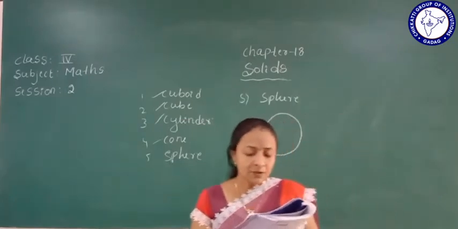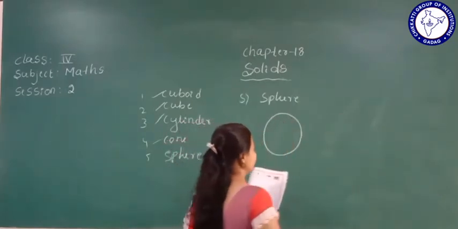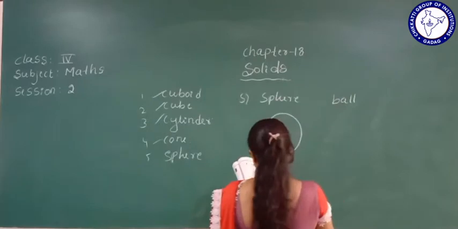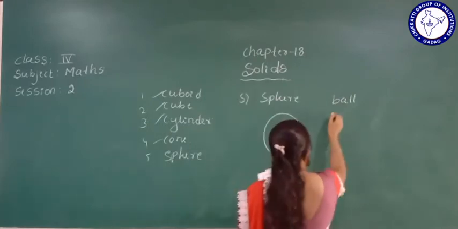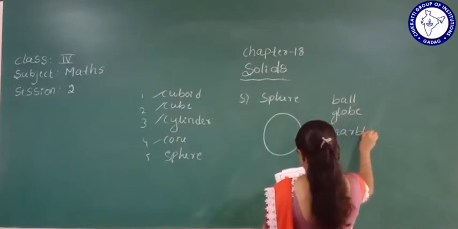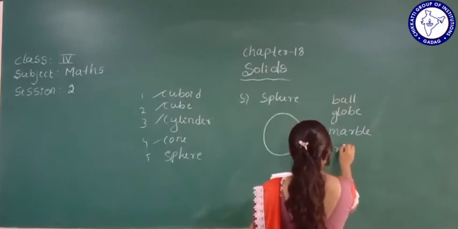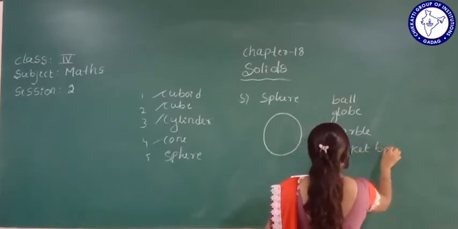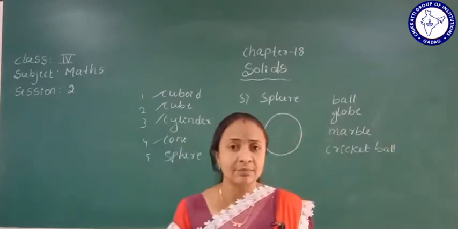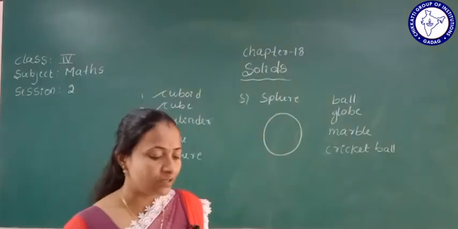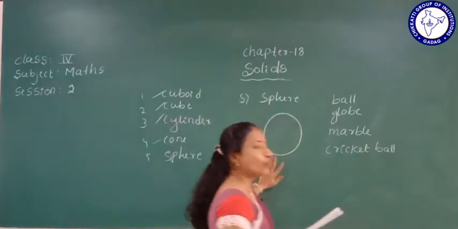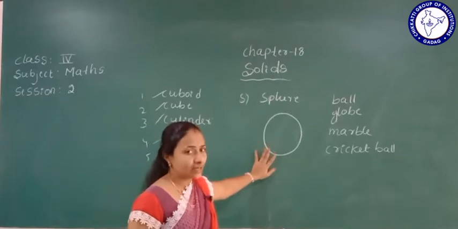So in this sphere, what examples can we give? We can give ball. Then next example for sphere, globe. Next marble. Then cricket ball. And also we can give football, volleyball. Yes. These all are examples for sphere. Okay. So in this sphere, what can we understand here? How many faces are there? How many edges are there? And how many vertices are there?